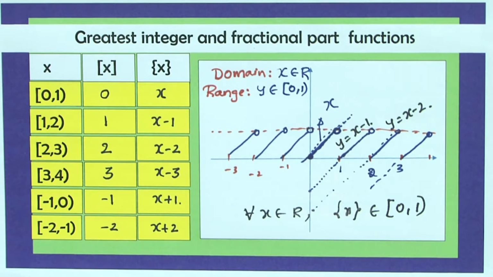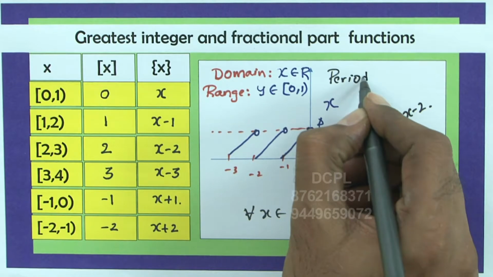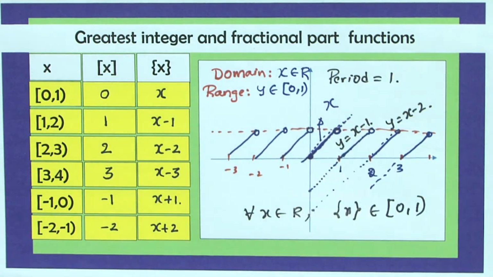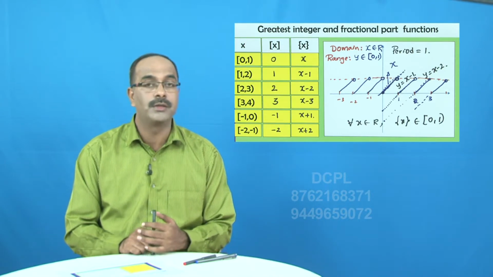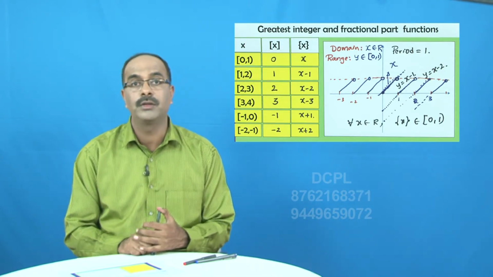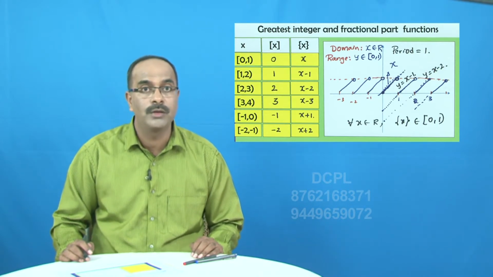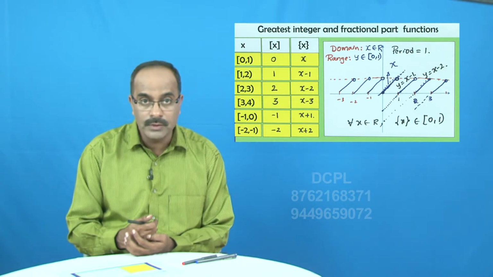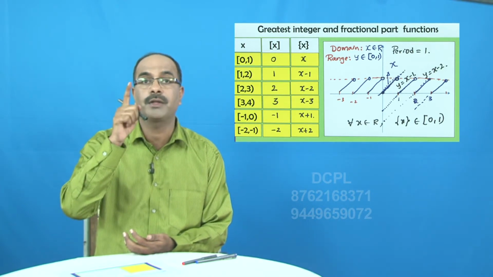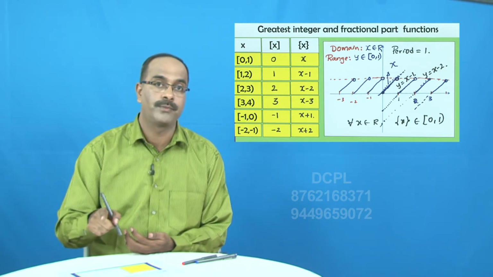See, period of the function is equal to 1. So this is a periodic function. Understanding this, dear students? See, sin x is a periodic function with period 2 pi, cos x with period 2 pi, mod sin x is periodic with period pi, whereas fractional part of x is a periodic function with period 1, right?